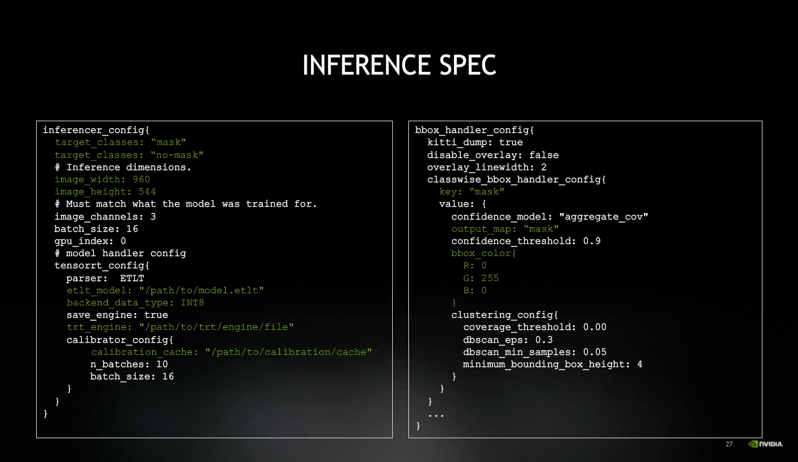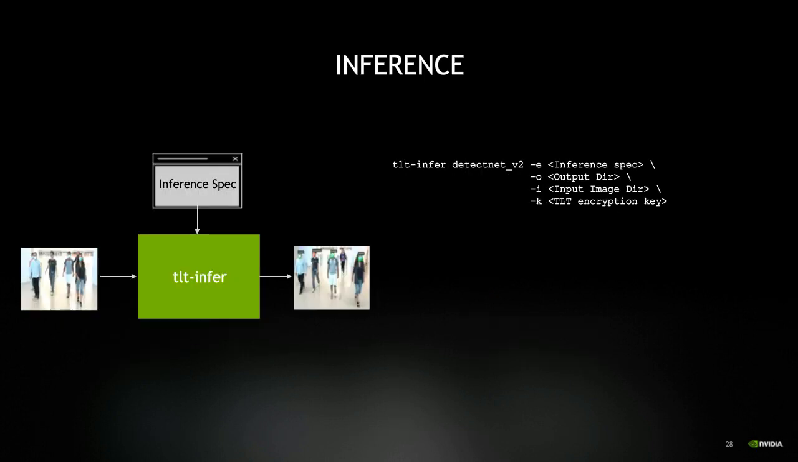To run inference on the trained model, use the TLT infer command from the container. This takes a directory of images as input and outputs a directory of images with bounding boxes and labels. This is useful for visual verification of TensorRT-based inference. This will mimic what the inference deployment on the edge would look like.